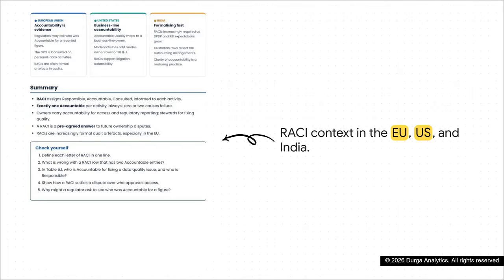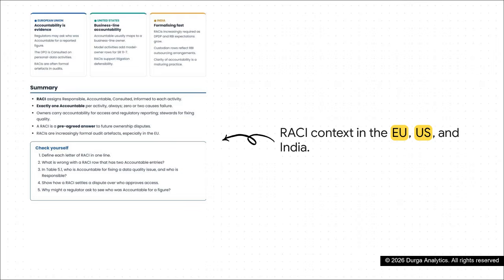Now, while a RACI is obviously a fantastic internal management tool, it is also a vital compliance shield globally, and this is where it gets really interesting to see how it adapts. In the European Union, accountability is literally evidence. Regulators will ask to see your RACI as a formal audit artifact to know exactly who was accountable for a reported figure. Over in the US, RACIs map that accountability directly to business line owners, which is huge for litigation defensibility and meeting really stringent model risk requirements like SR 11-7.